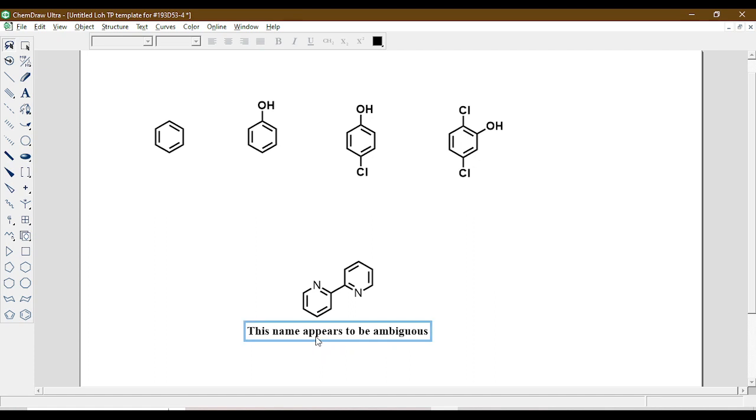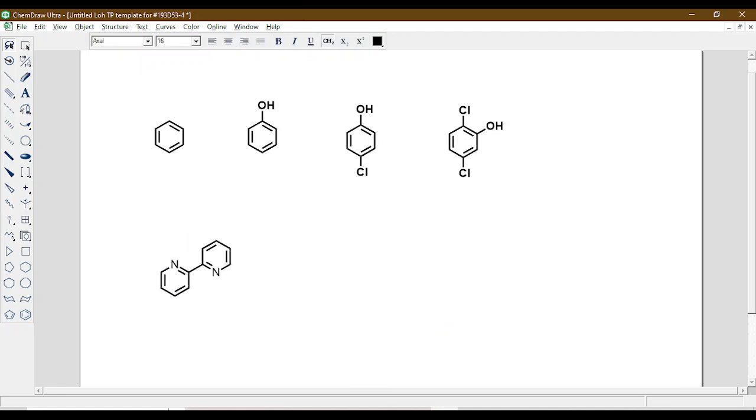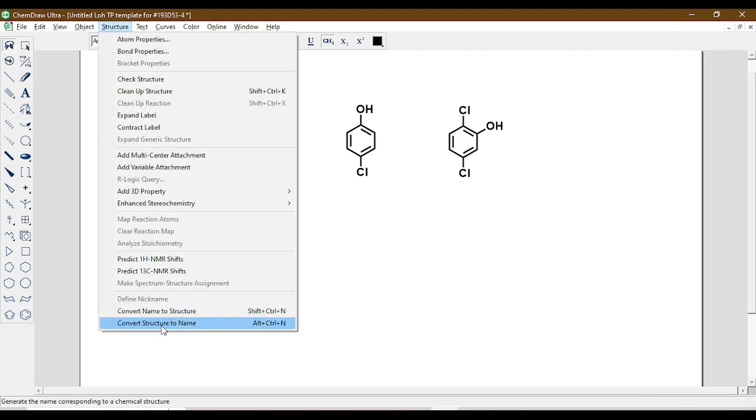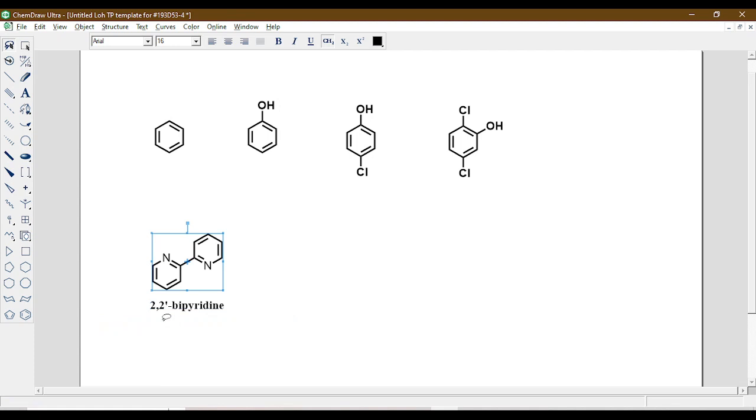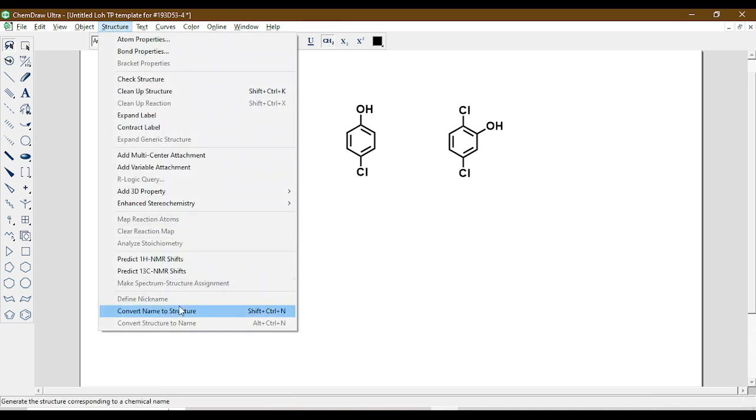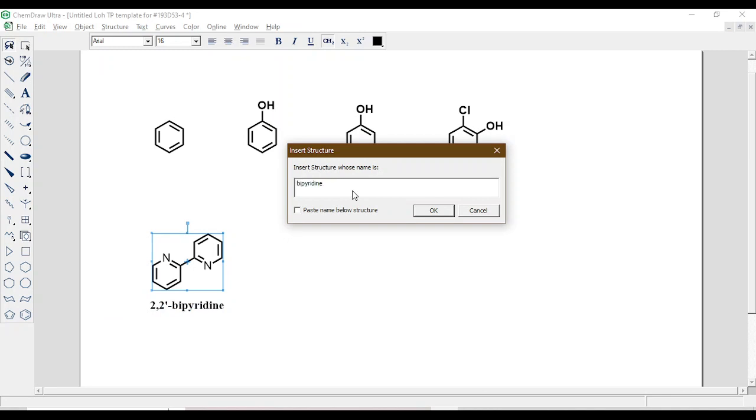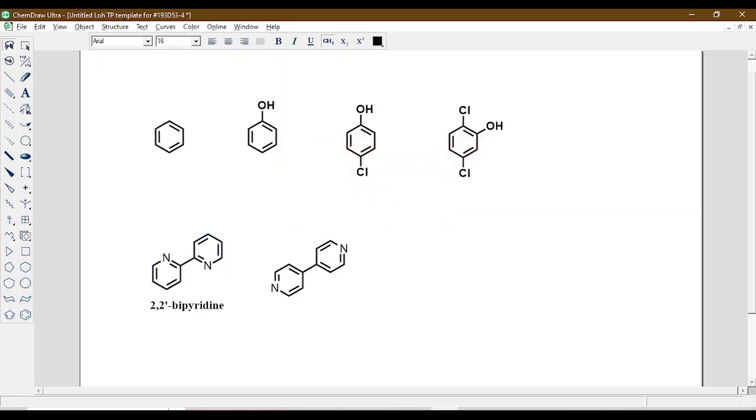Now this name appears to be ambiguous because there are 2, 3 bipyridines available. Let's delete this, and this is technically called 2,2 dash bipyridine. So now we will convert the structure to name, and this is called 2,2 dash bipyridine. Suppose I now give a specific instruction to draw 4,4 dash bipyridine. Let's see what it generates. It generates a beautiful thing.